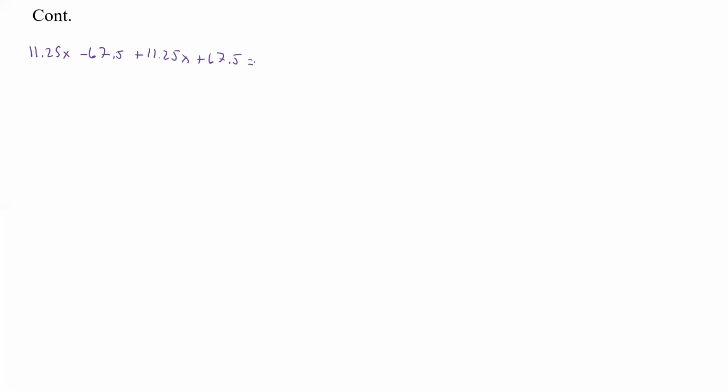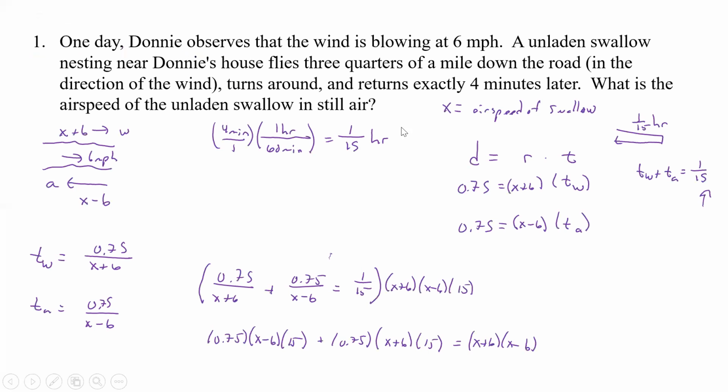And then on the right side, I have x plus 6 times x minus 6. So that's going to be x squared minus 36. Okay. So I know when I have a difference like this, that's going to be an x squared and then minus 36, because our middle terms are going to cancel out.